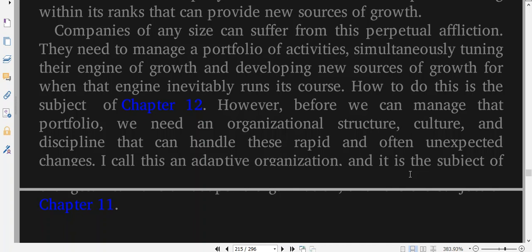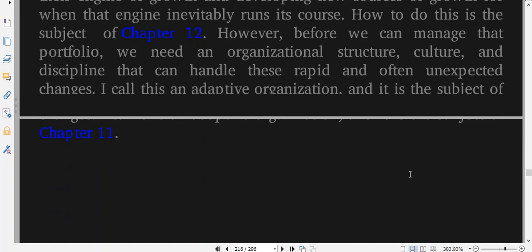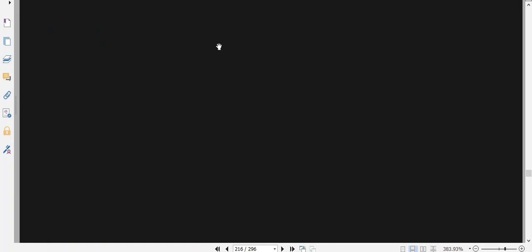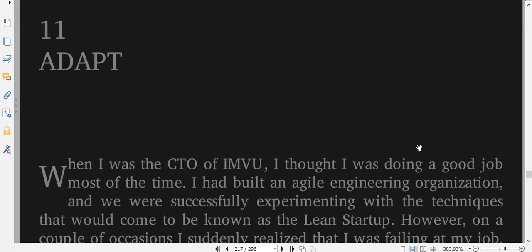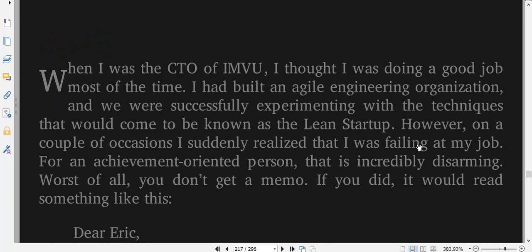However, before we can manage that portfolio, we need an organization structure, culture, and discipline that can handle these rapid and often unexpected changes. I call this an adaptive organization, and it is the subject of chapter 11. Chapter 11, Adapt. When I was the CTO of IMVU, I thought I was doing a good job. Most of the time, I had built an agile engineering organization, and we were successfully experimenting with the techniques that would come to be known as the lean startup.